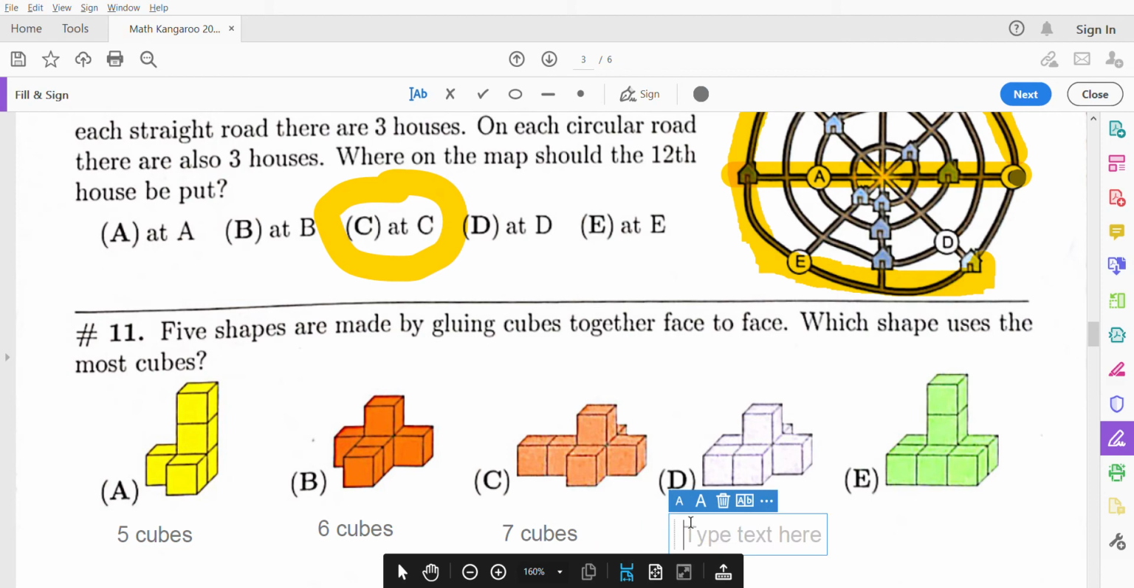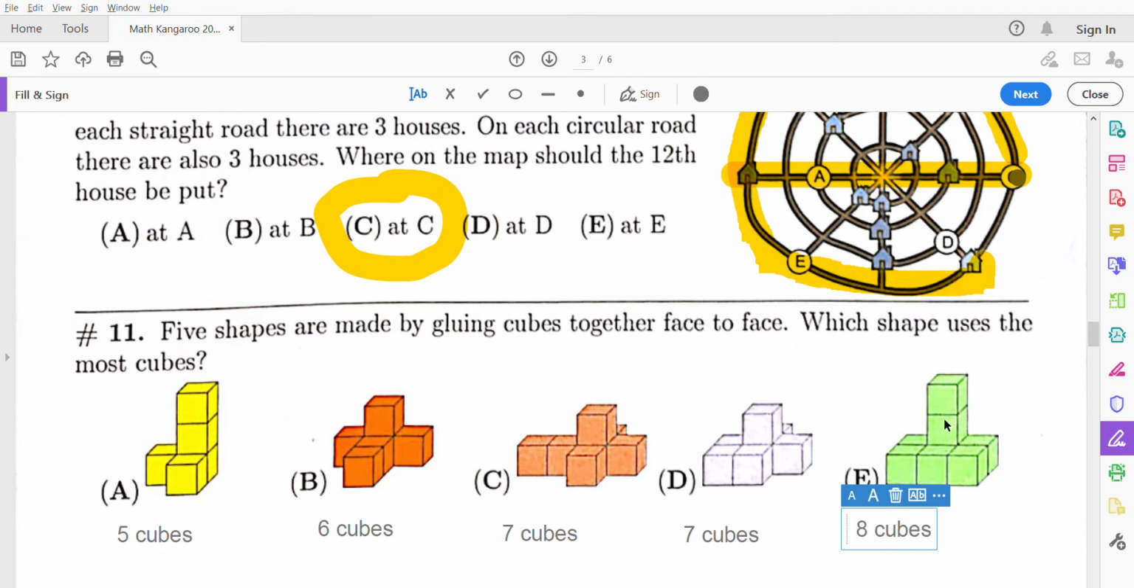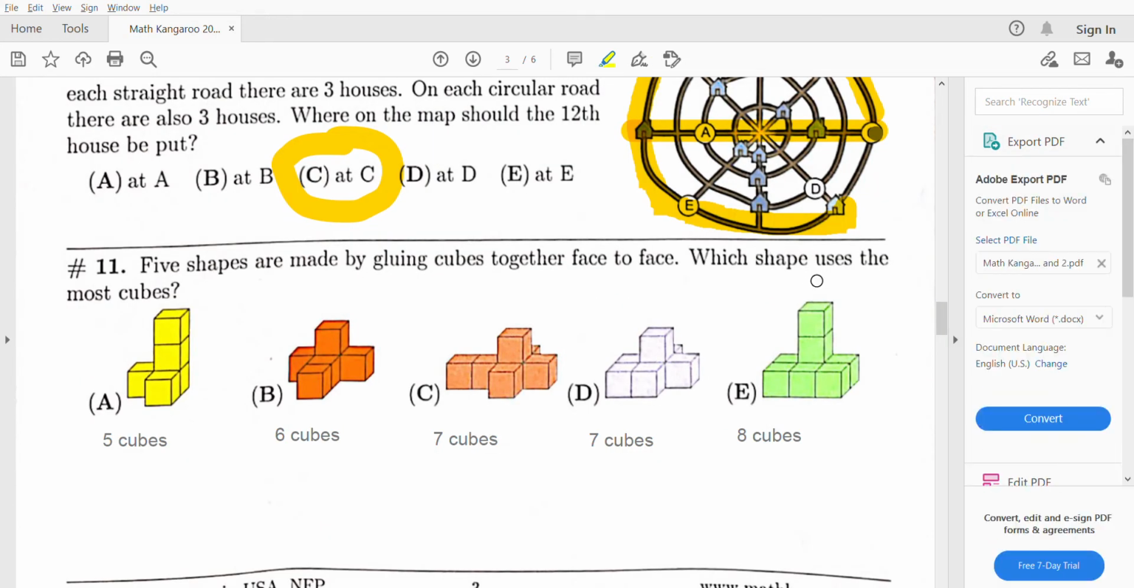This shape over here has 1, 2, 3, 4, 5, 6, and then one under this, 7 cubes. This shape over here has 1, 2, 3, 4, 5, 6, one under this, also 7 cubes. And E finally has 1, 2, 3, 4, 5, 6, 7, one under these two, 8 cubes. And as we can see, 8 is the most amount that we have over here. So the answer for number 11 would be E.